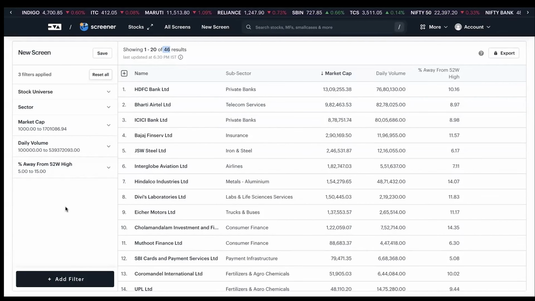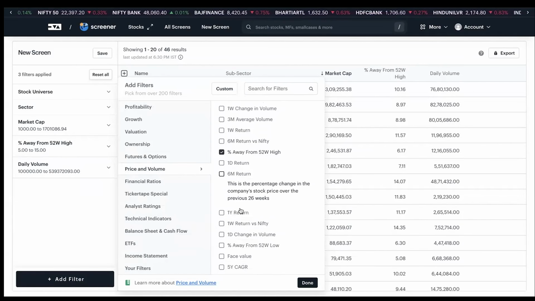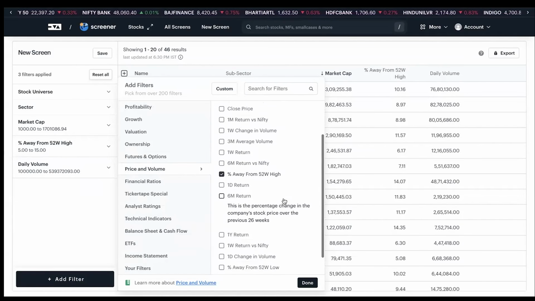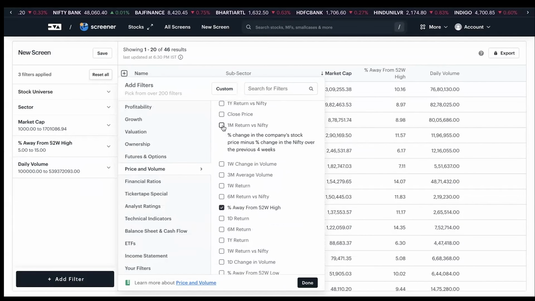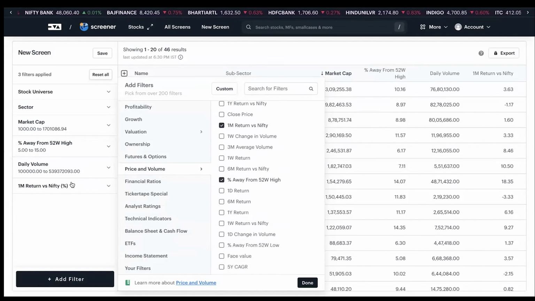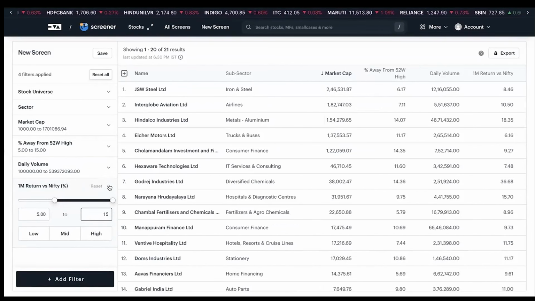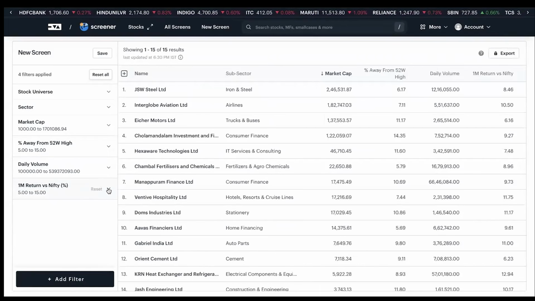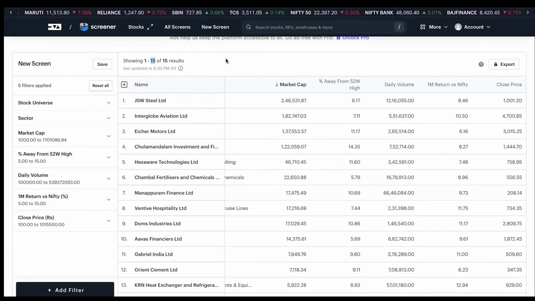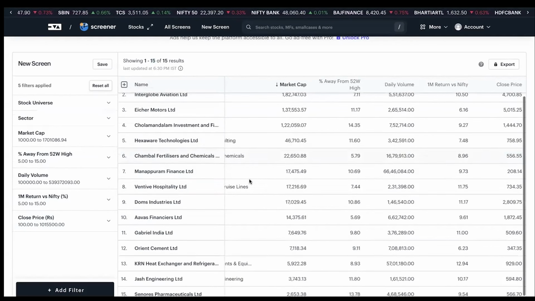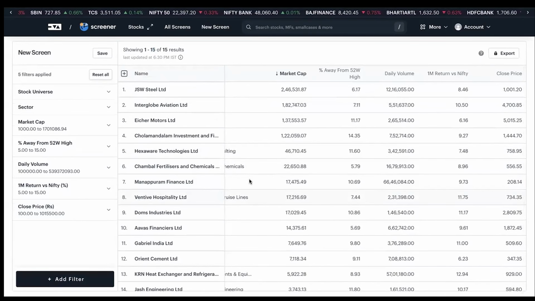And the last one, to know which stocks are outperforming compared to Nifty, for that you can go here, 1 month return versus Nifty. Here also you can put stocks which are outperforming compared to Nifty by 5 to 15%. Now you can see that we have narrowed down from more than 5,000 stocks to just 15 stocks. These are the 15 stocks you can see here. Currently, they are outperforming compared to Nifty.